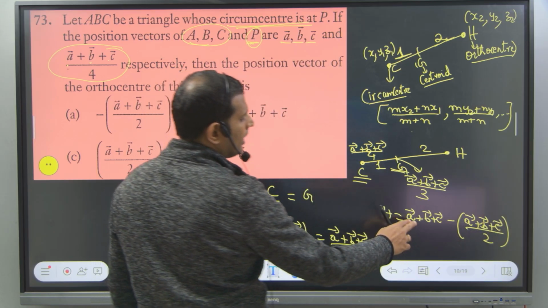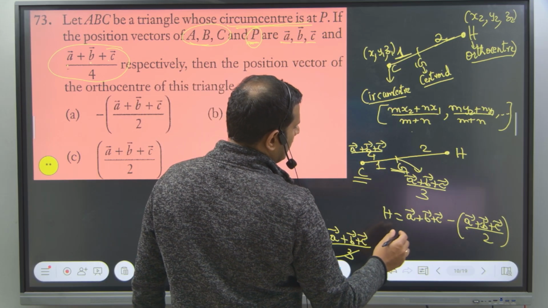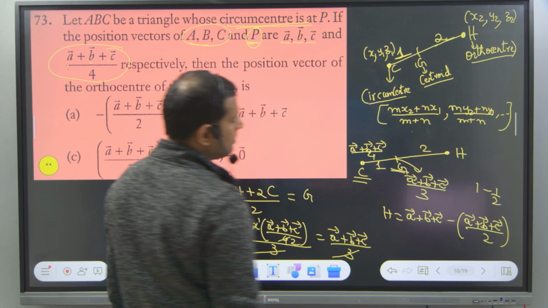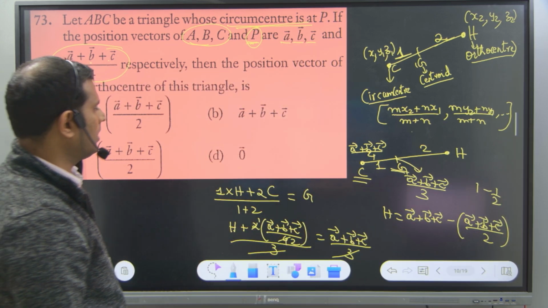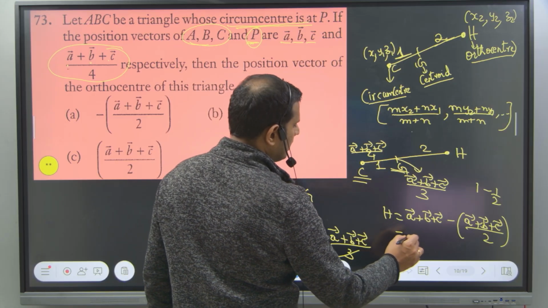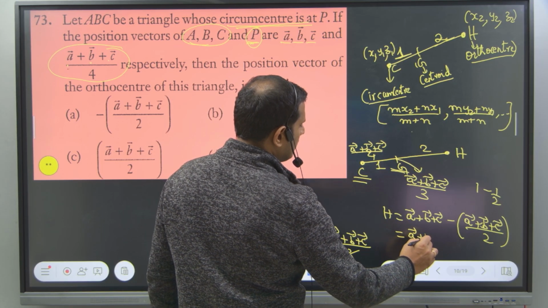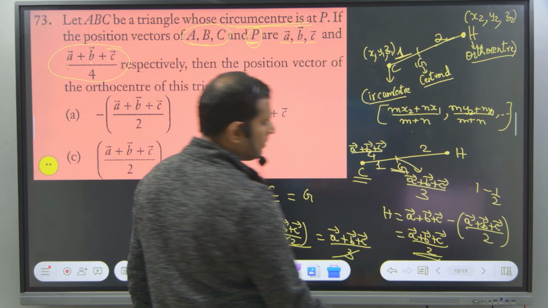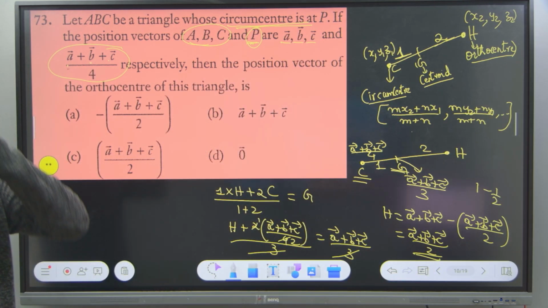So if I pull out A plus B plus C common, I'll have 1 minus 1 by 2. How much is 1 minus 1 by 2? 1 by 2. So what is the final answer? A plus B plus C divided by 2. Option C.